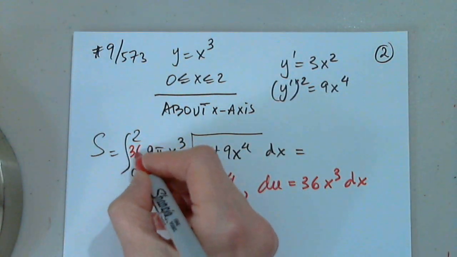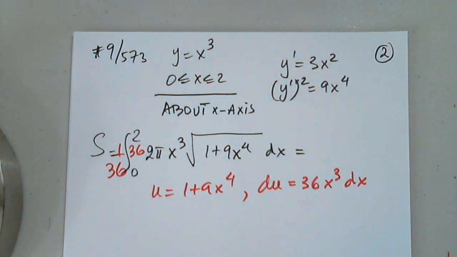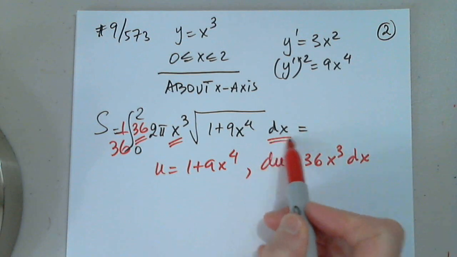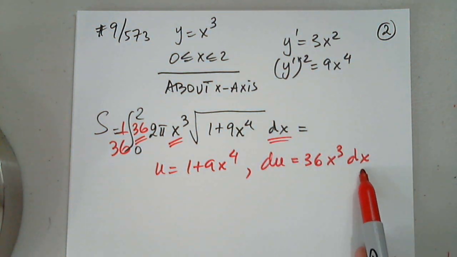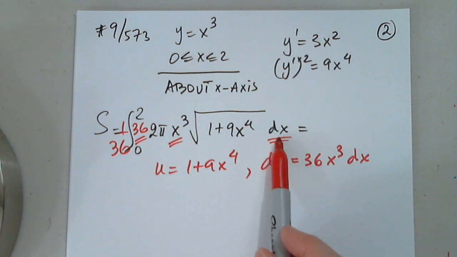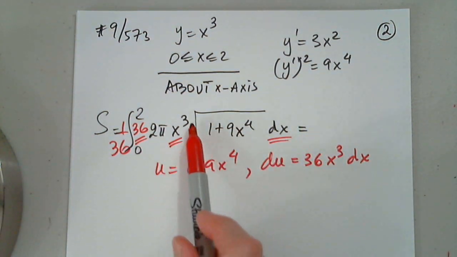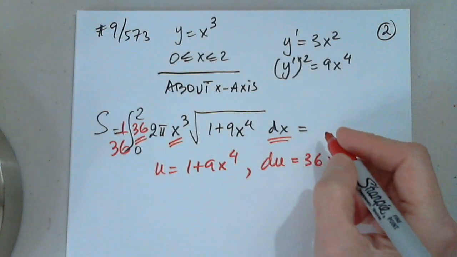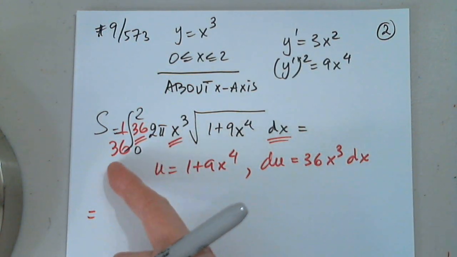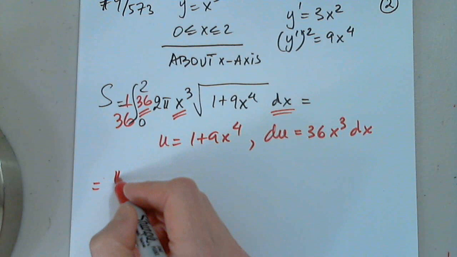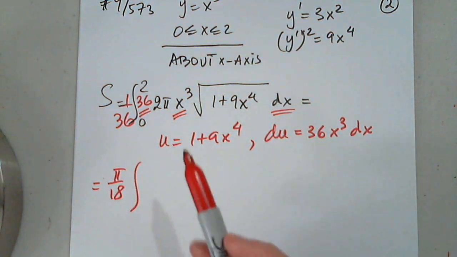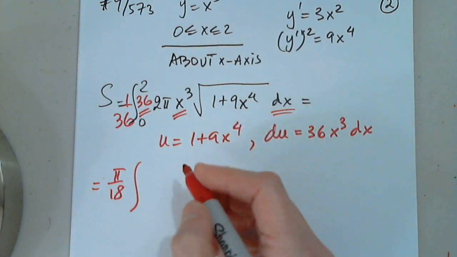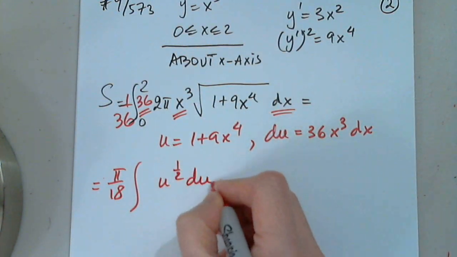So I'm going to multiply by 36 and divide by 36, in which 36, x cubed, and dx will all be du. This is the square root of u, or u to 1/2. And of course, I have to change the limits of integration. So I have 2 pi over 36, so this is pi over 18, the integral of 36 x cubed dx, and this is the square root of u, or u to 1/2 du.